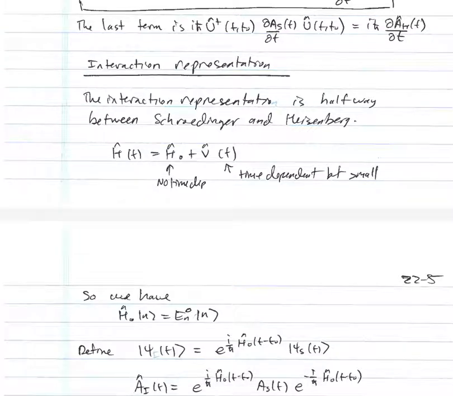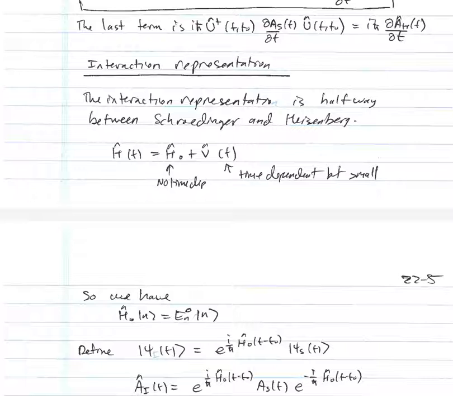Okay, now we are ready to complete the second half of Lecture 26. Here we're going to be introducing the interaction representation. The interaction representation is halfway in between the Schrodinger and Heisenberg representation. We essentially use a Heisenberg representation for the H0 and a Schrodinger representation for the V of t.